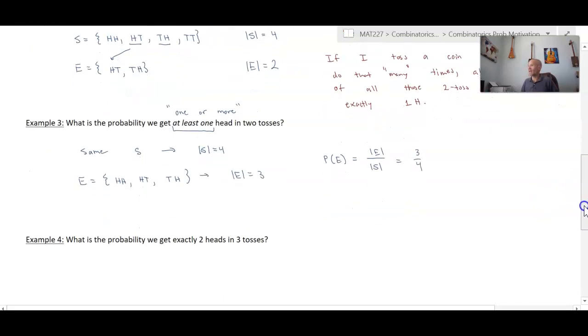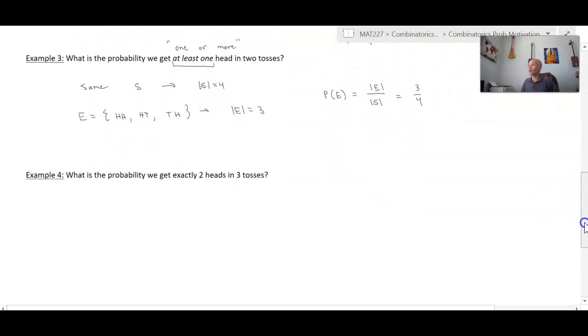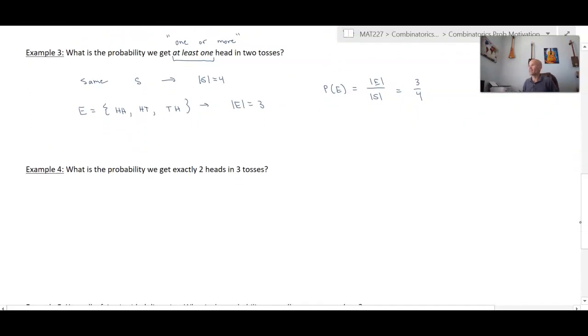Well, what if we extended this example and we said, well, what about getting exactly 2 heads in 3 coin tosses? Well, that's a little bit trickier because if I did try to count this, first of all, I could say, the first two tosses could be heads and then a tail. It could be the first and the last toss could both be heads, and that would be a win. Or it could be the last two tosses that could be heads.